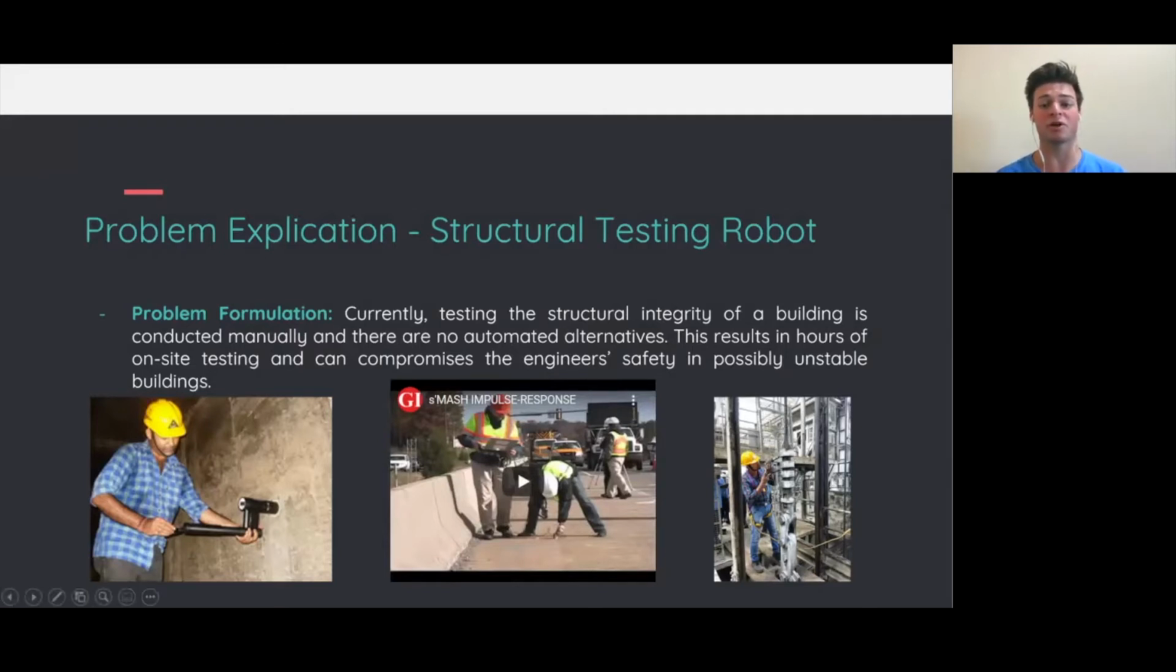We also have a video here illustrating an impulse response test being performed on a highway. You can see the inefficiencies of this process with this video.